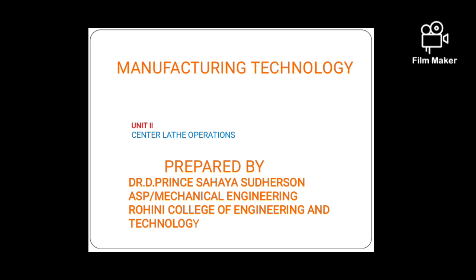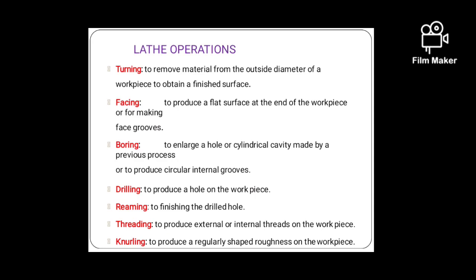I'm going to discuss Manufacturing Technology Unit 2, Center Lathe Operations. First of all, we are going to discuss the basic lathe operations. The lathe is the father of machines. Lathe operations are mainly turning, facing, boring, drilling, reaming, threading, and knurling.